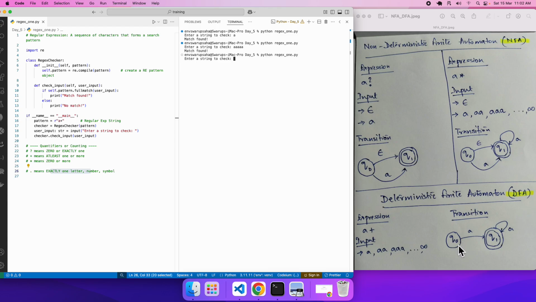So if I stay in Q0 with one input, I come to Q1. With multiple ones, it stays back in Q1. Those are all valid states. But if I give no input, that's invalid. That takes me to the dead state. So as you can see over here, with plus, if it is not going to have any input, that will take me to no match, which is basically the dead state. So this is what talks about non-deterministic finite automata and deterministic finite automata in automata theory.